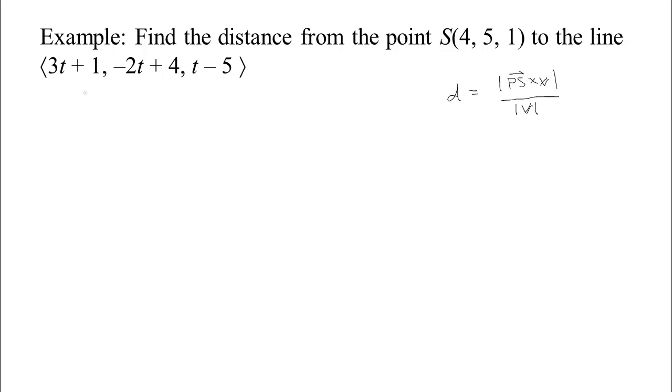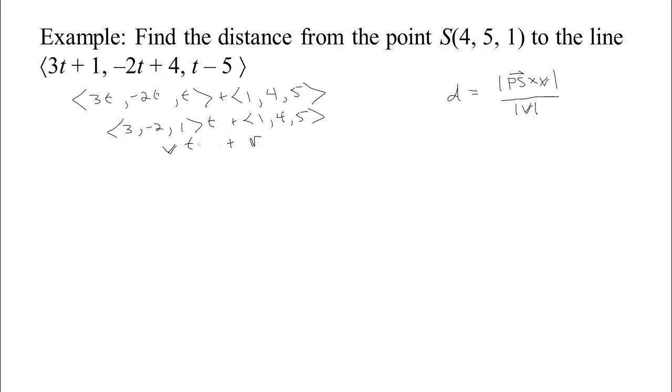But we can read that vector off pretty easily, because if you break this up into a part that involves t and a part that doesn't involve t, you can see that we have 3, negative 2, 1, t plus 1, 4, 5. You know that we got the parameterization of a line by doing a vector that was parallel to the line times t plus a vector to a point on the line.